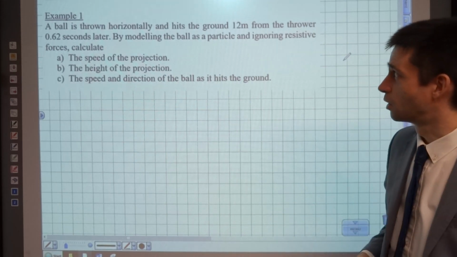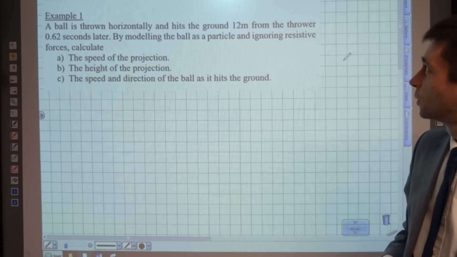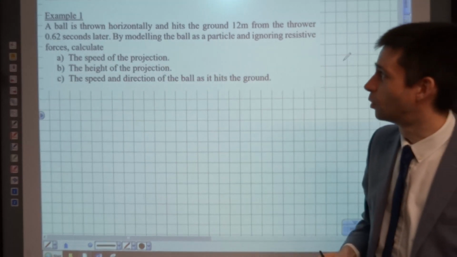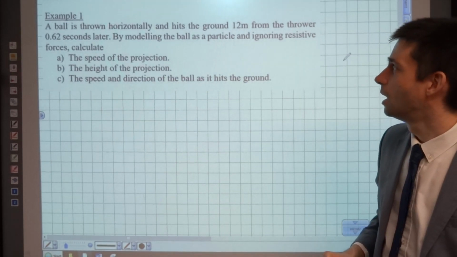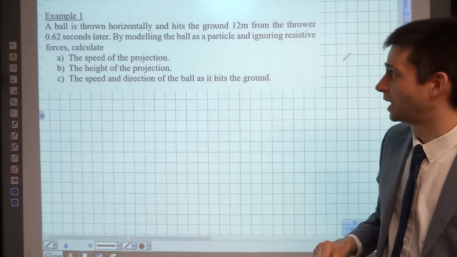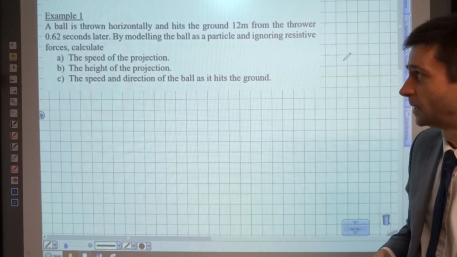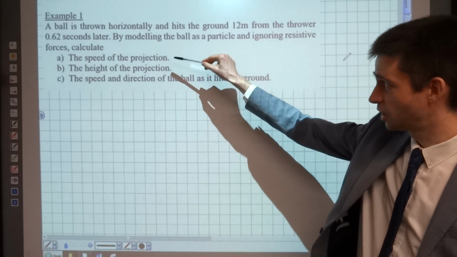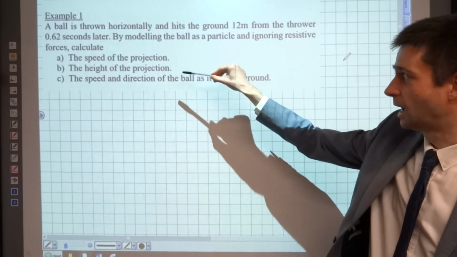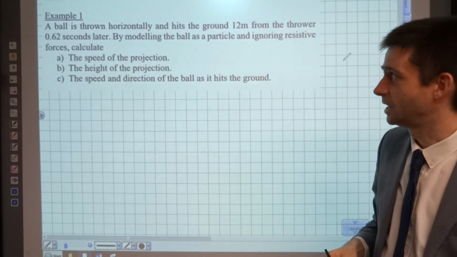A ball is thrown horizontally, hits the ground 12 metres from the thrower 0.62 seconds later. By modelling the ball as a particle and ignoring resistive forces, we're asked to calculate the speed of projection, the height of projection, and the speed and direction of the ball as it hits the ground.